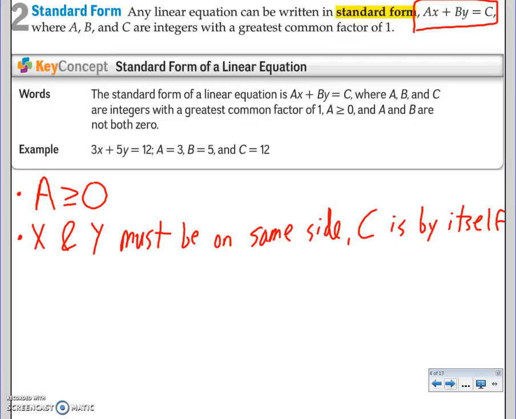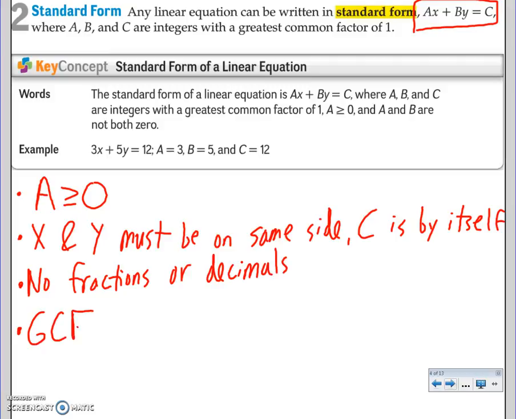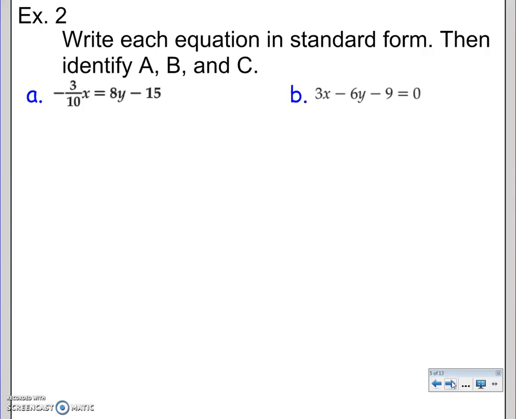Alright, the third one is there's no fractions or decimals allowed. And the last one is the GCF must be 1. That means a, b, and c cannot have anything that divides all 3 numbers at the same time. For example, if it's 2, 4, 6, they're all even, I can divide them all by 2. So first, write each equation in standard form, then identify a, b, and c.